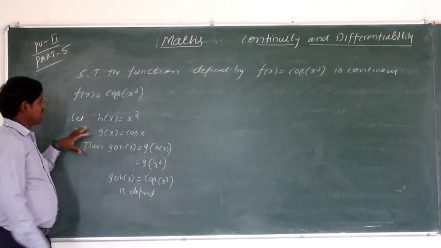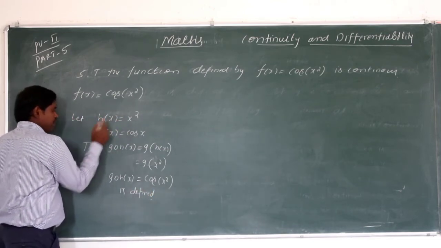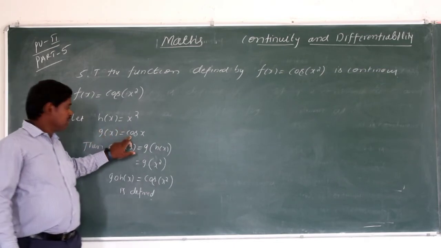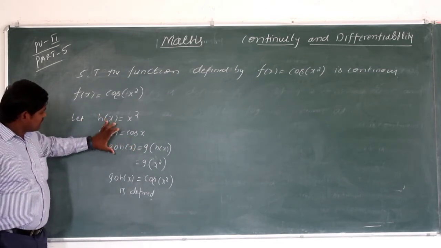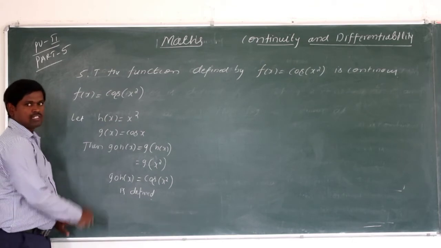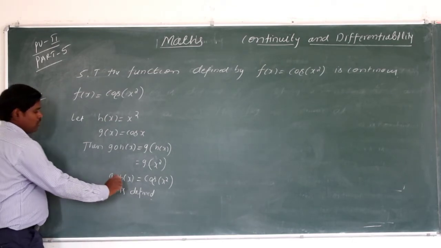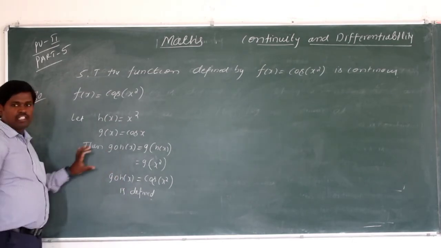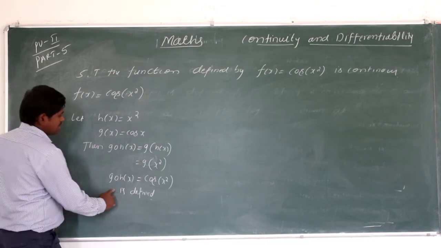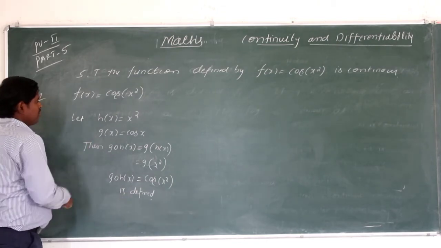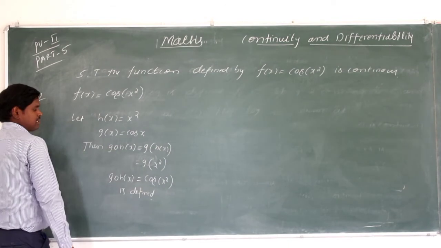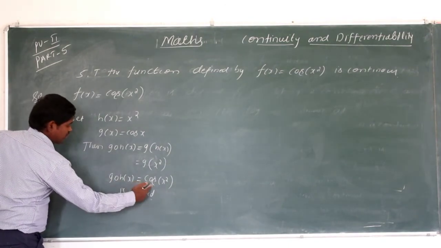Given function, I am taking h of x is x square and g of x is cos x. The composition of these two functions is defined. For this we have 1 mark, so you must write this one. So g circle h is defined. Then we discuss h of x and g of x. Now this is the composition function.